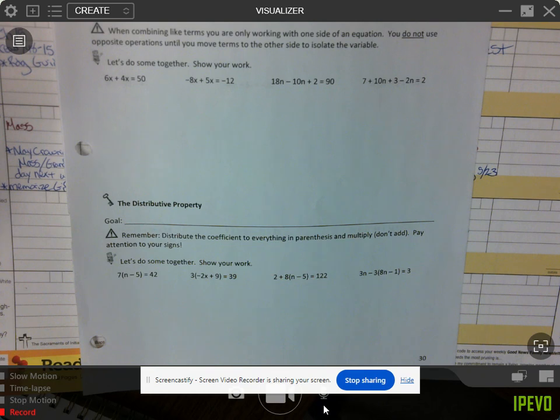So let's do some together. And we are going to show your work. You are not doing mental math. Okay? We are showing our work. So, like terms, 6x plus 4x would be what? 10x. And that equals 50, right? So now we want to solve for x. What is x? What do I do? Maddie.